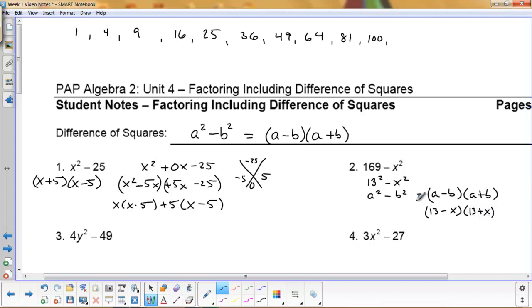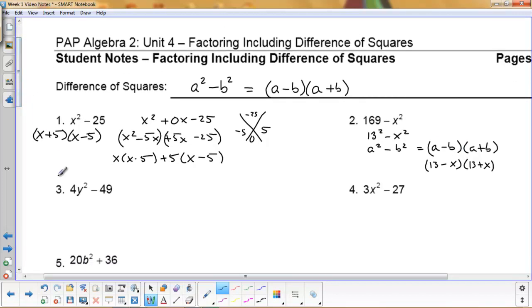So this is the way that I would suggest to you, until you get really good at this, that you just walk through these steps in your mind. Makes it a lot easier for you. So you're going to look here, and it doesn't matter that we have a number in front of the variable here. As long as that number is a perfect square, we're good to go. So I'm going to rewrite this as 2 squared y squared minus 7 squared.